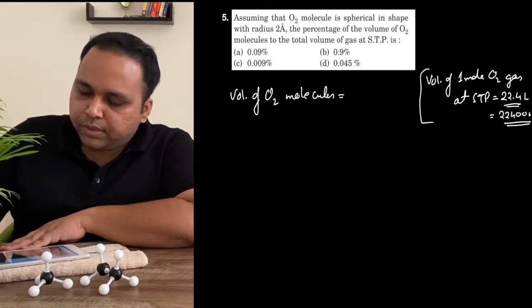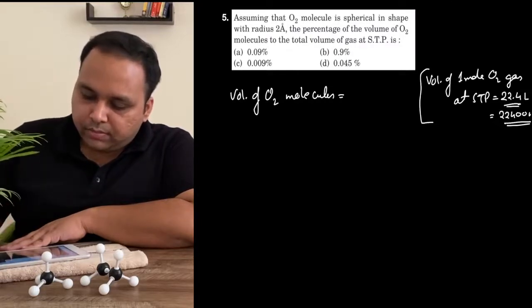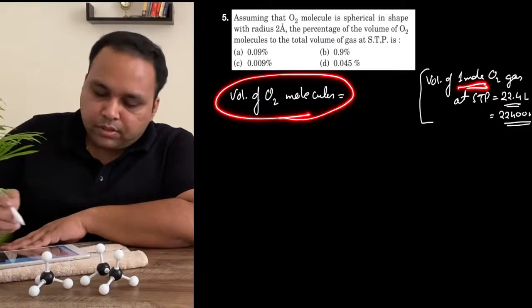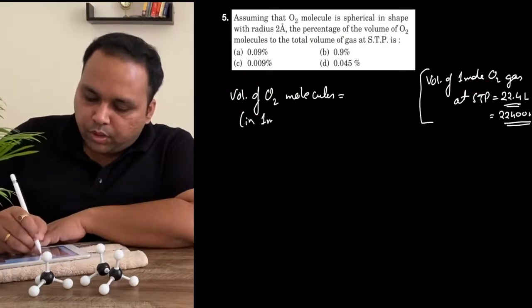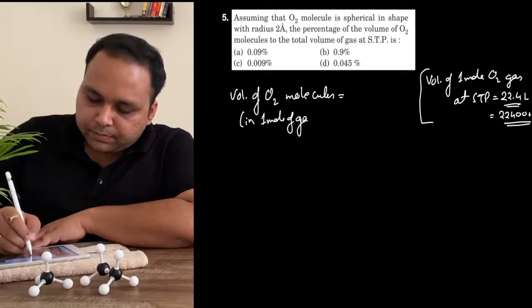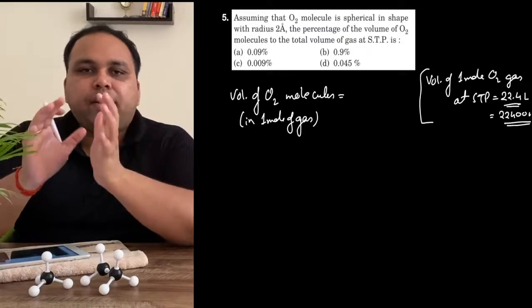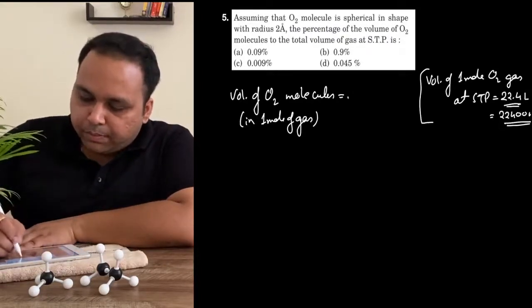So to find out the percentage, we can find the volume of molecules in 1 mole itself. So we find out the volume of O2 molecules in 1 mole of gas. We'll have the total volume of the gas and the volume of the molecules, and then we'll find the percentage. So volume of O2 molecules, how do we find this? We multiply Avogadro's number with the volume of each molecule.